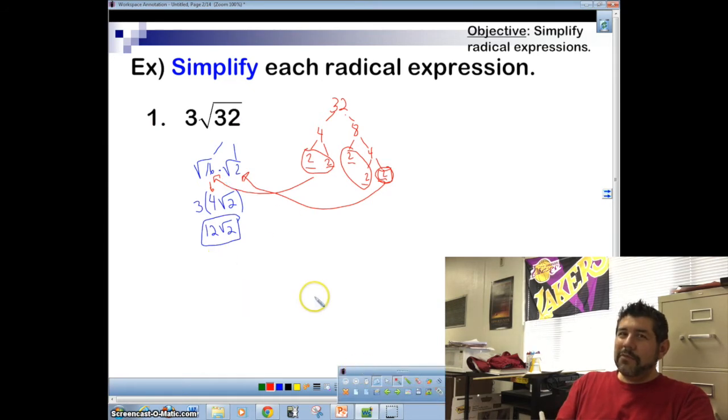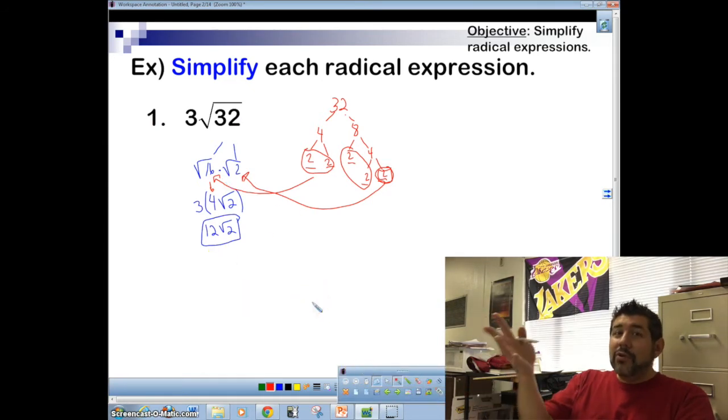All right, I'm not going to use a factor tree in all these. I just want to show you that you could use it, and then all the other ones, I'm just going to kind of blast it out of my head. Yeah, that was a weird visual.